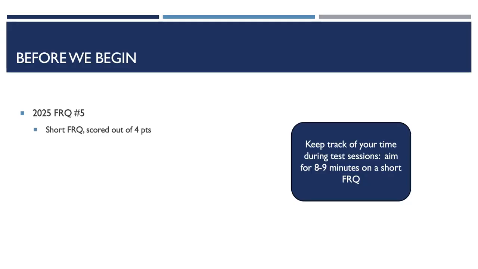They usually have 2, 3, 4 parts to them, but I want to point out that you really need to keep track of your time during the actual AP exam for doing these questions. For a short free response question like this one, you should be thinking 8 to 9 minutes. Really not more time than that because you want to make sure you finish all the questions. Before we go any further, grab your calculator, your periodic table, and your formula sheets.